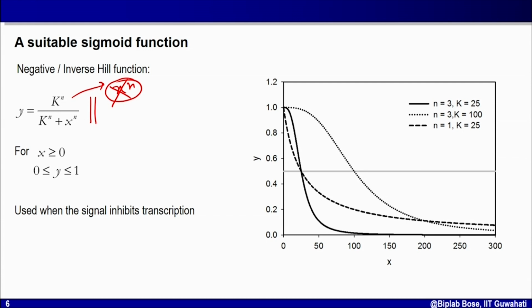Again here, when x equals 0, y will be 1, because that's what you want when there is no x maximum value, and then as you increase x from 0, y starts dropping and it reaches towards 0. So this inverse or negative hill function I can use when I have an inhibitory signal or a transcription factor in the system which goes and inhibits the process.